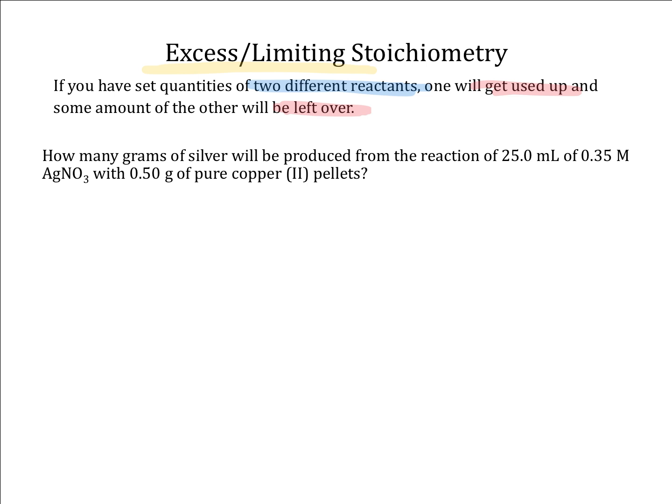But just like any other kind of stoichiometry, we need to start with a balanced reaction. And we're going to look at the mole-to-mole ratio in a balanced reaction. So the first thing I'm going to do with this sample problem is try to find a balanced reaction, and then I can work the stoichiometry. So let's see. How many grams of silver will be produced?